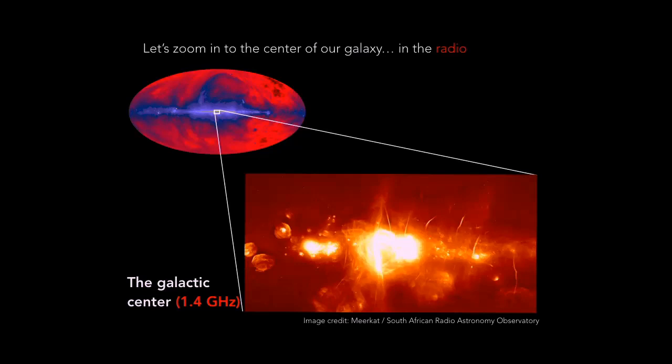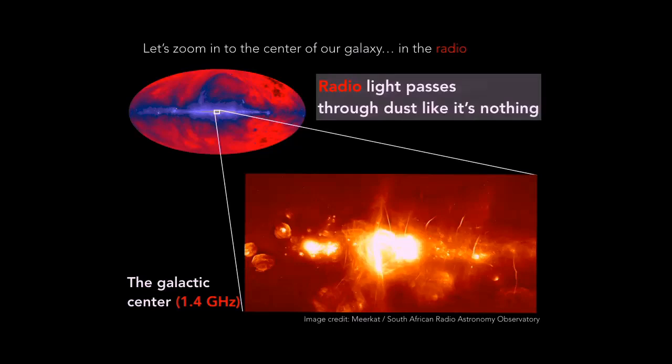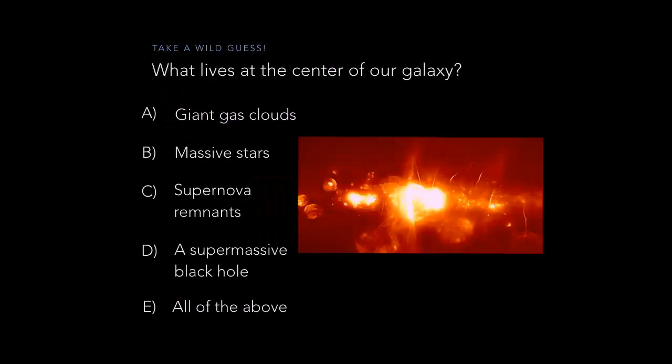So let's take a poll. First, one of the coolest things about radio light is that it passes through all this dust like it's nothing. It's just way too long a wavelength, and the dust is really small, so it zooms right through it. Okay, but let's take a poll. What actually lives in the center of the galaxy? What's contained in this radio image of the center of the galaxy? Is it giant gas clouds, massive stars, supernova remnants, a supermassive black hole, or all of the above?